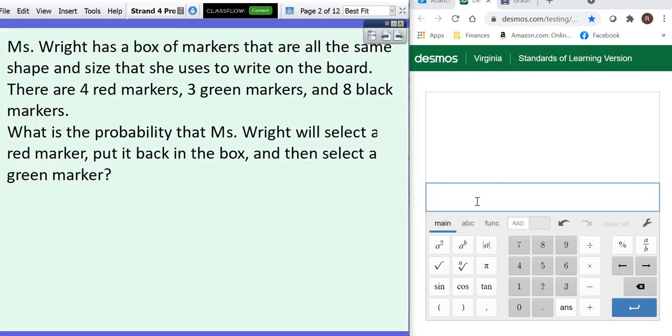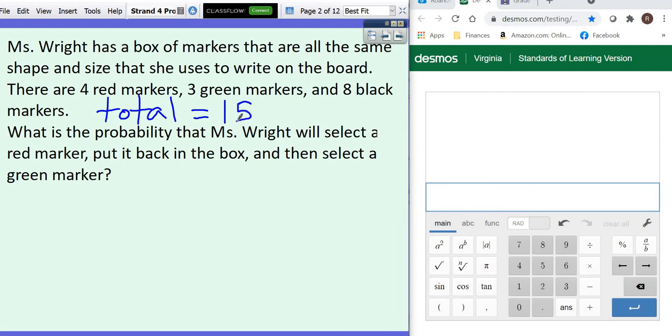Okay? This says that Miss Wright has a box of markers that are all the same shape and size that she uses to write on the board. There are 4 reds, 3 greens, and 8 blacks. All right, so first of all, before we do anything else, let's figure out how many there are in total. I'm just going to use Desmos. I'm going to say 4 reds plus 3 greens and 8 blacks gives us a total of 15 markers.